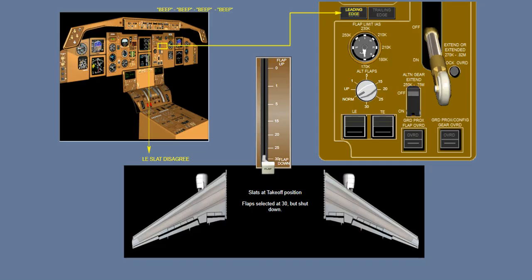Leading edge slat disagreement. A leading edge slat disagreement will cause the leading edge light above the flap position indicator to illuminate and an ICAS caution message of leading edge slat disagree to be displayed. The light and alert message indicate that the slats are not driving toward their commanded position. In this situation, the hydraulic power to both slats and flaps is automatically shut off.